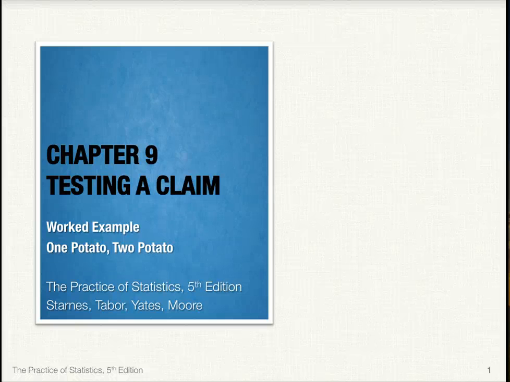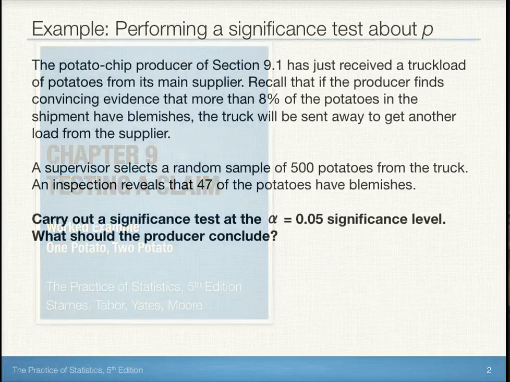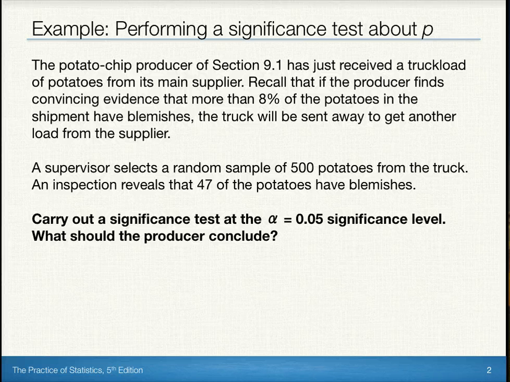In this example, we'll take a look at performing a significance test about p. The potato chip producer of section 9.1 has just received a truckload of potatoes from its main supplier. Now recall that if the producer finds convincing evidence that more than 8% of those potatoes have blemishes, the truck is going to be sent away to get another load from the supplier.